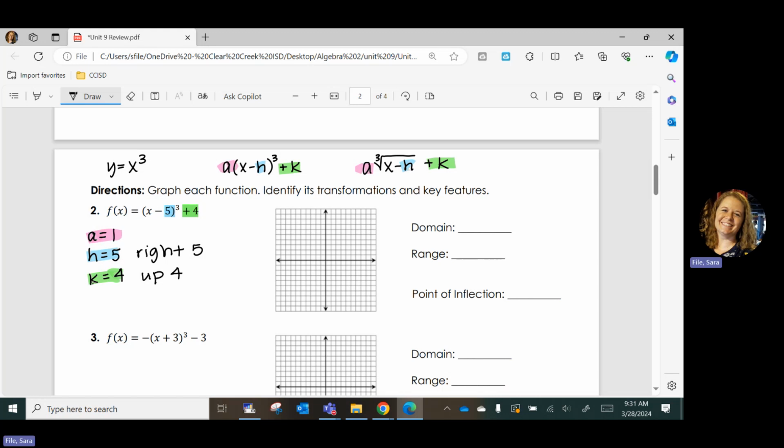So that means normally your HK, your point of inflection, is normally 0, 0 for the parent function. Okay, but here my HK is 5, 4. So that is my point of inflection. That's where I'm going to start my graph.